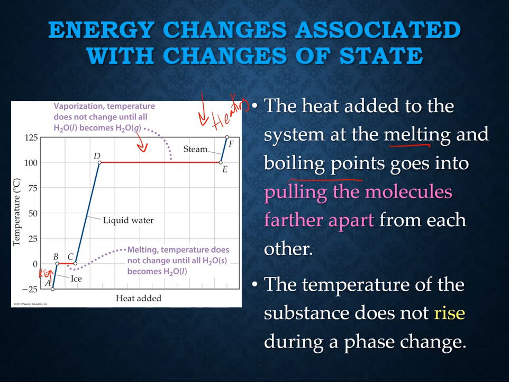We're going to go into more detail with the heating curves, like I said, later, but this is part of the deal with the phase changing. And spacing them out, it has to do with those intermolecular forces.